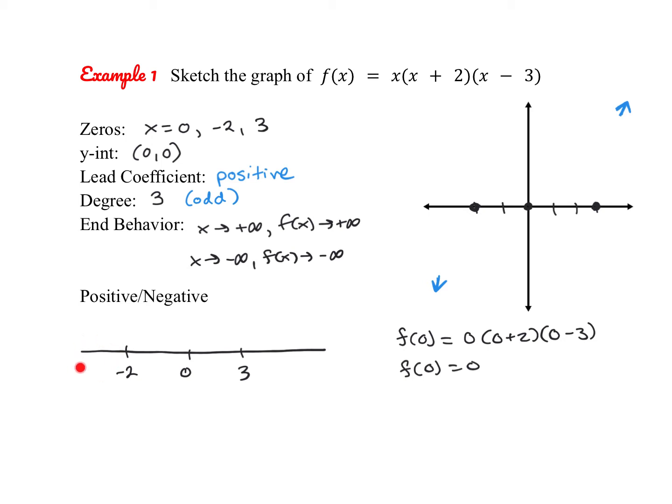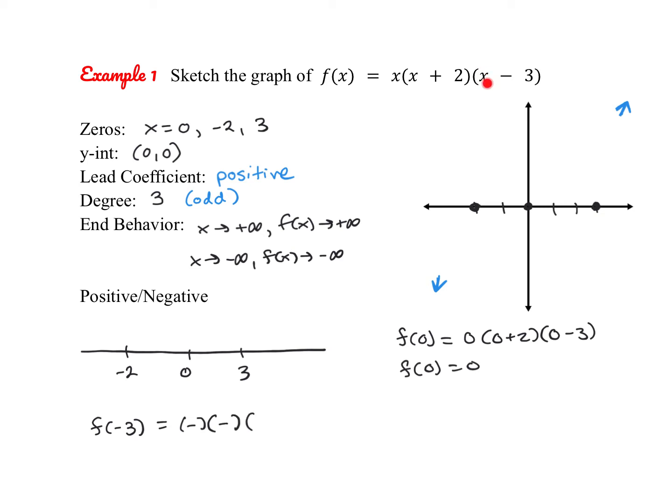So let's start with some value to the left of negative 2. Let's just say f of negative 3. It could be anything to the left of negative 2. So if I plug in negative 3 into my first factor, which is right here, is the x, that factor is going to be negative. Now if I plug in negative 3 to this next factor of negative 3 plus 2, this factor is also going to be negative.